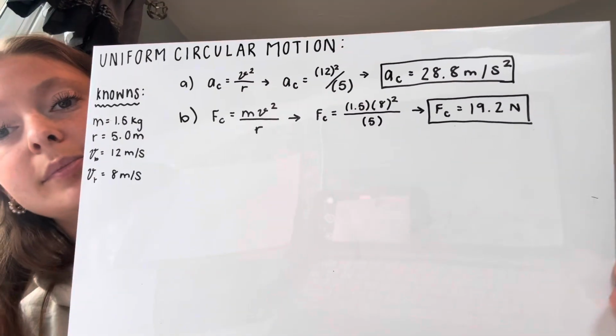So then since the F sub c is already isolated by itself, you can just go right ahead and plug the numbers in. So Fc equals 1.5 times 8 squared, and that will be over the radius, which is 5. And so once you do all the math out, the net force will equal 19.2 newtons. So just like that.